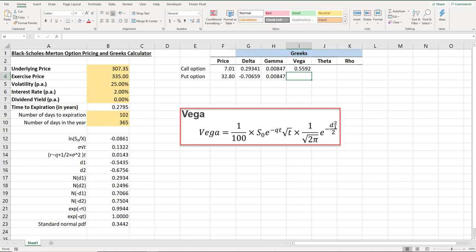So for the put option, the vega will also be the same, which is 0.5592. So this tells us that for every 1% increase in the underlying volatility, the option price will increase by 0.5592 or 56 cents.